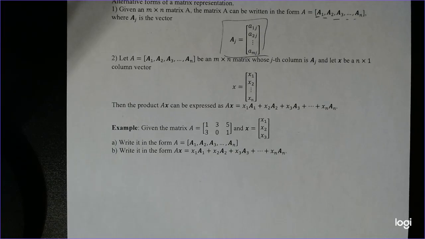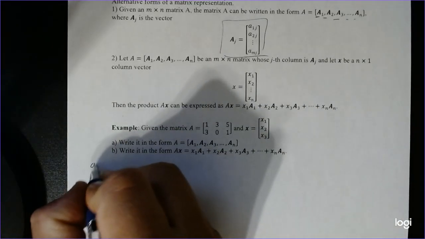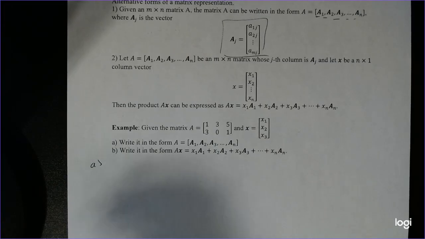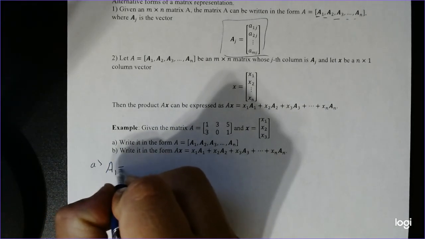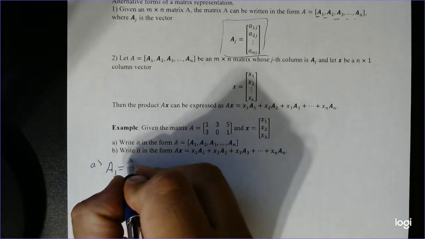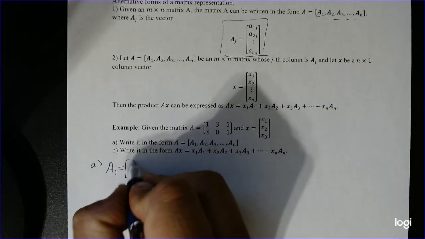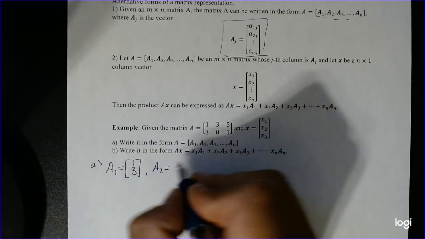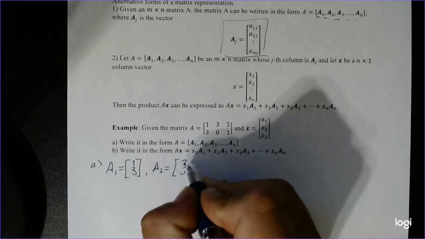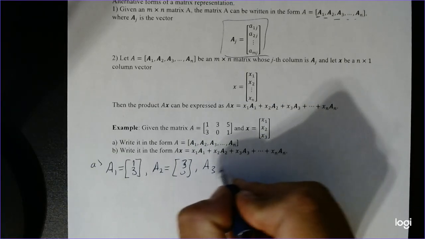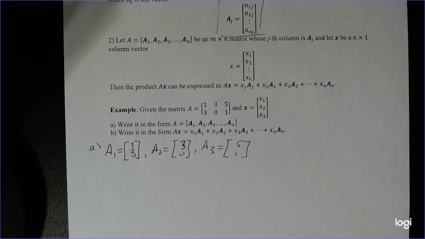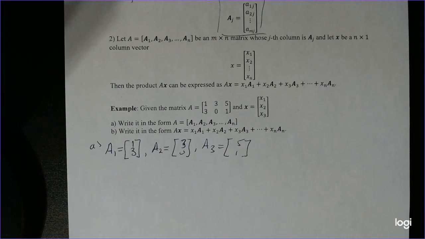Okay, so given the matrix A and X being 1, 2, 3, write A in the form of its columns. A1 is literally just the first column, so it's the 2 by 1 matrix 1, 3. A2 is the middle one, 3, 0. And finally, A3 is the last column, 5, 1. That's all it represents. Pretty easy, right?